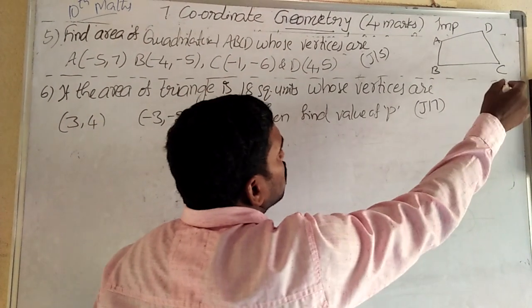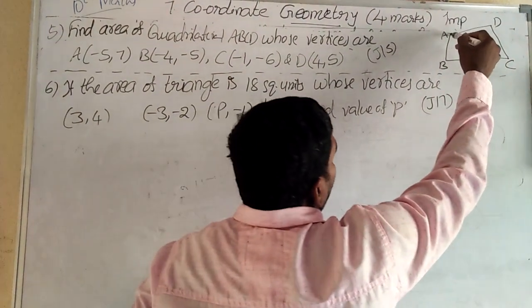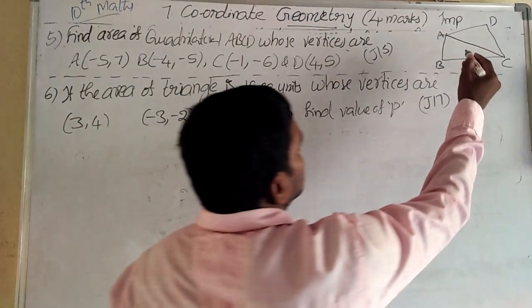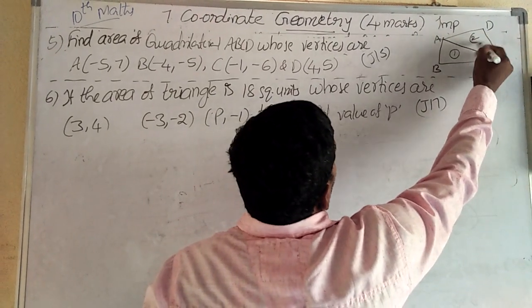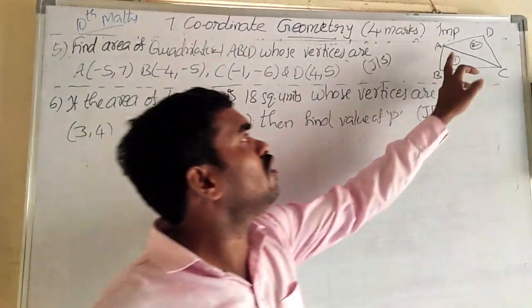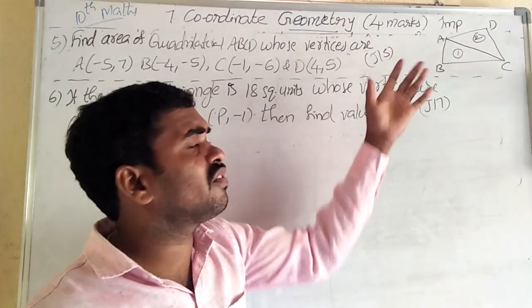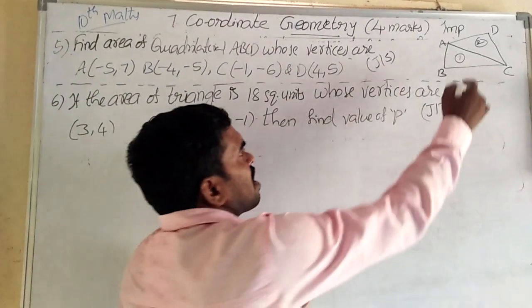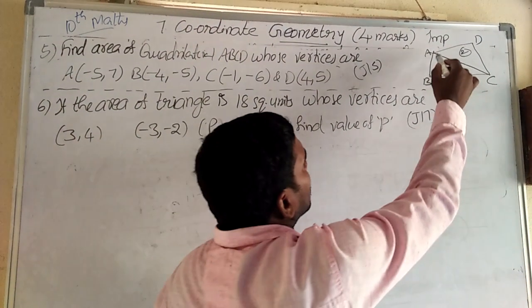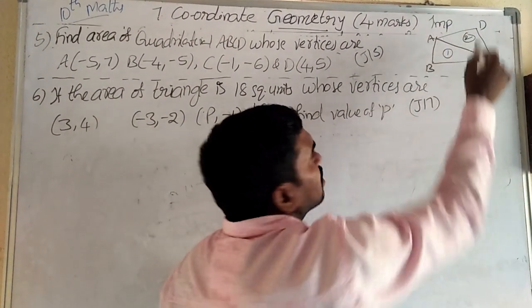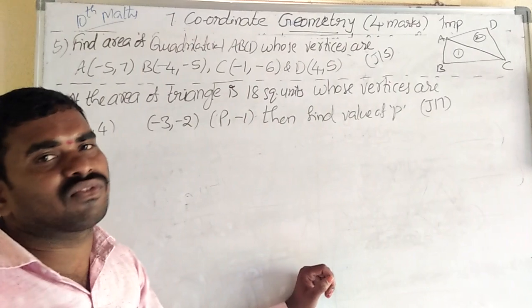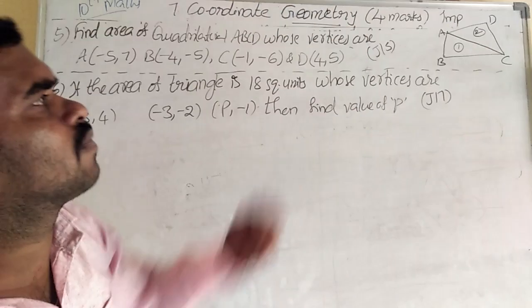Same. Join any diagonal. Any one diagonal, so means join any 2 points. AC I join. So how many triangles do we get? 1, 2, two triangles are there. Are those 2 triangles equal? No. The 2 may not be equal. So how can we find? Find separately. Find the area of triangle ABC first of all. You will get some answer. Keep it. And after that similarly find the area of triangle ACD. Then you will get some answer. Add both answers. You will get the area of the quadrilateral. So that is the process.